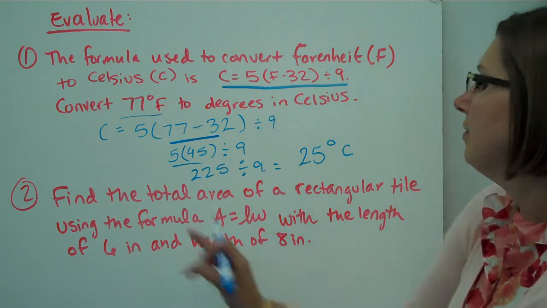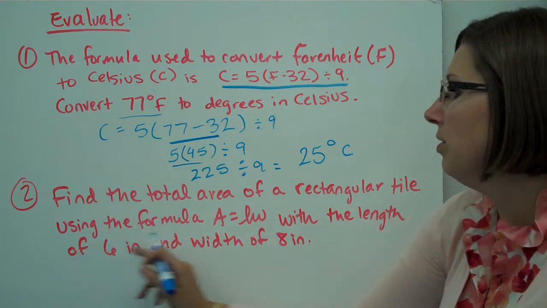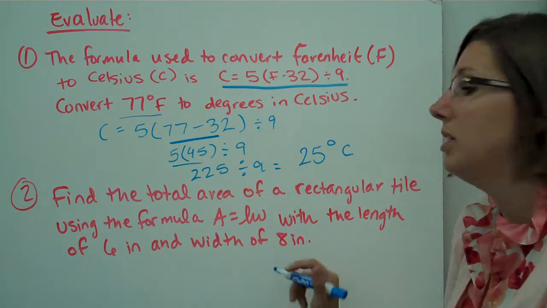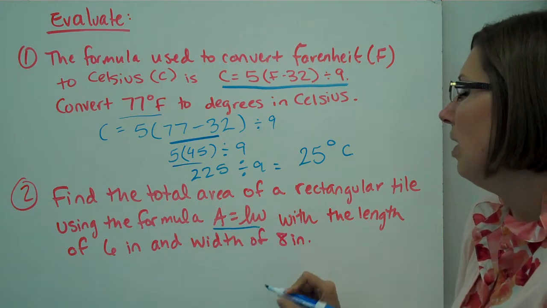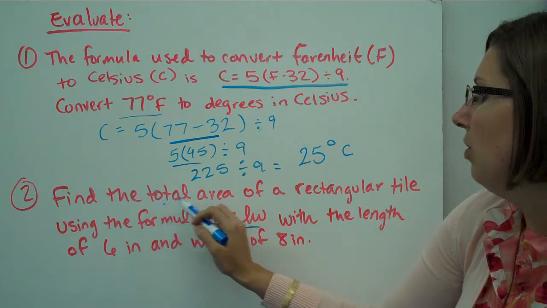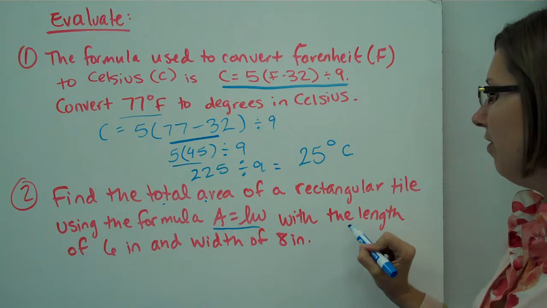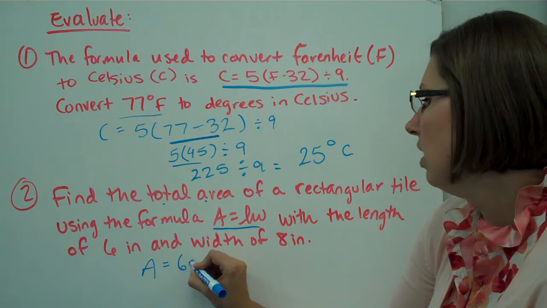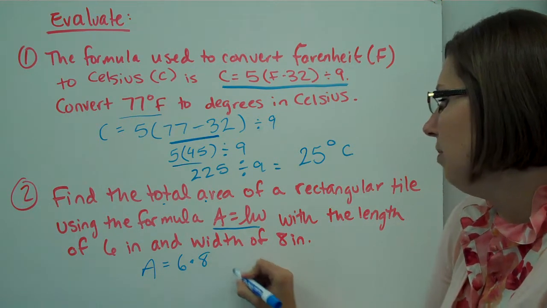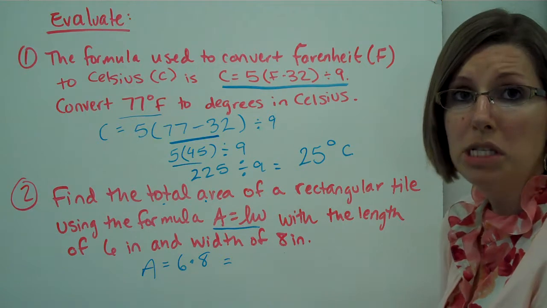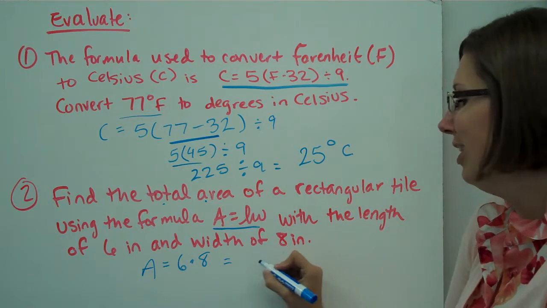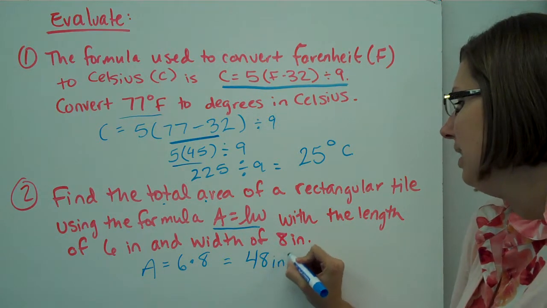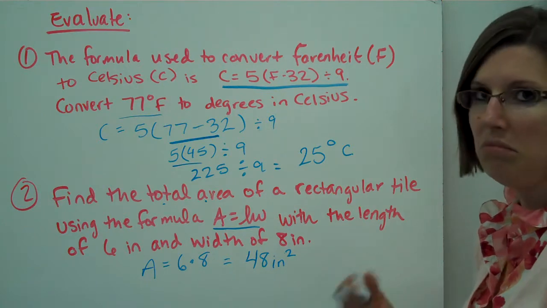Let's do another one. Find the total area of a rectangular tile using the formula A equals LW with the length of 6 inches and the width of 8 inches. So locate my formula. What am I being asked? I need to find the total area, so I'm finding A. They give me length and width. So now I'm going to substitute 6 for L and 8 for W, and now solve using order of operations. There's just one operation, multiplication. Therefore, my answer is 48, and my units were inches, and it's area, so I square it. Easy enough.